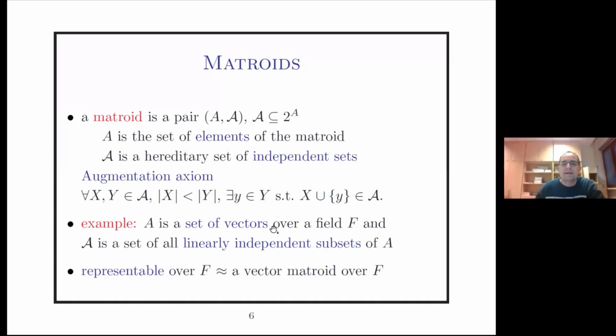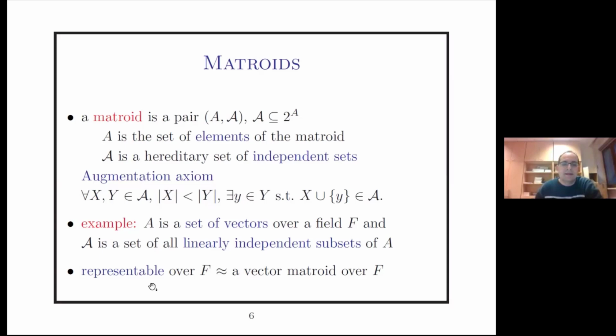And I said a particular example of a matroid is a set of vectors over some field, which may be finite or infinite, and independent sets being sets of linearly independent subsets of vectors. And it's not hard to see that clearly they're hereditary, and the augmentation axiom is also rather easy to establish.